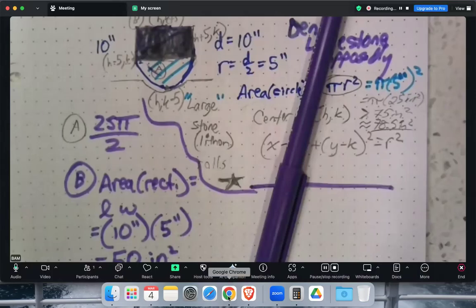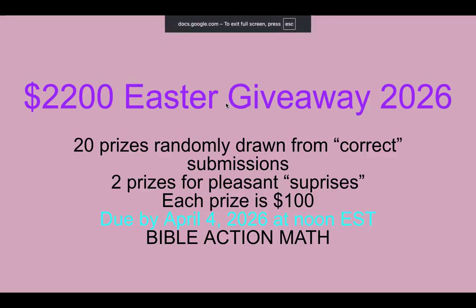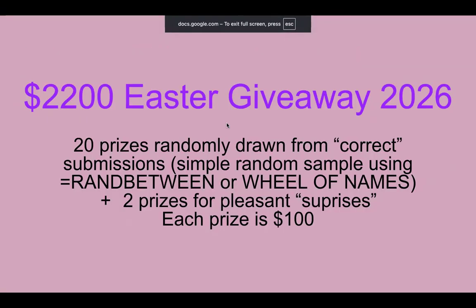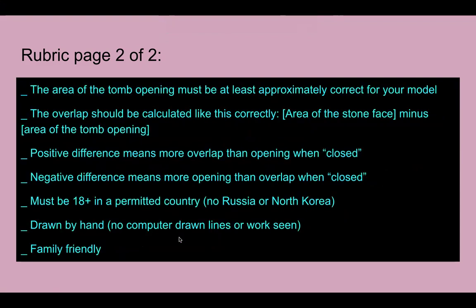So this video is not meant to replace the other video. You should watch both. But I want to remind you that the rubric page 1 says the area of the face of the stone must be at least approximately correct for your model. And the shape of the stone should have at least one curve on it unless you explain why, not with an asterisk or star.